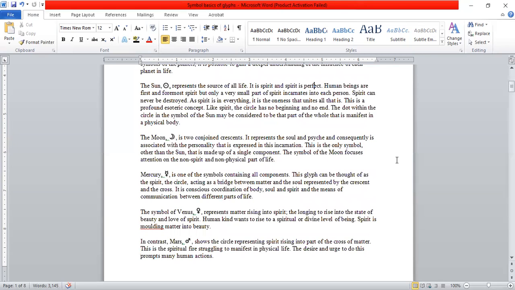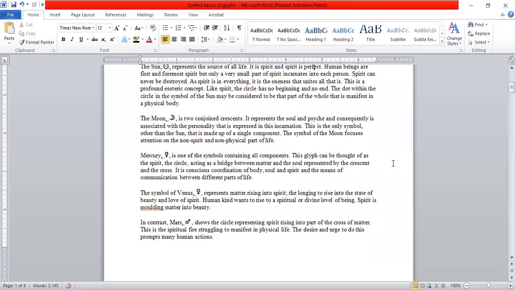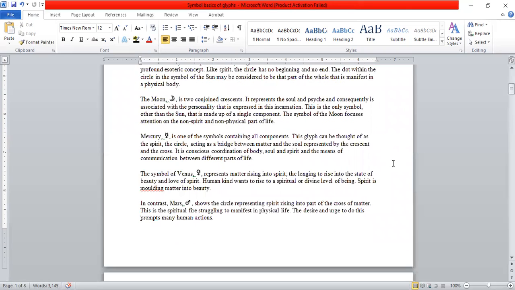It's interesting that the sun's two halves are in opposite directions, and the moon's are in the same direction. Two receptive. All right, Mercury is the symbol containing all components. This is, I guess, maybe why Mercury is considered neutral or ambidextrous or hermaphroditic.